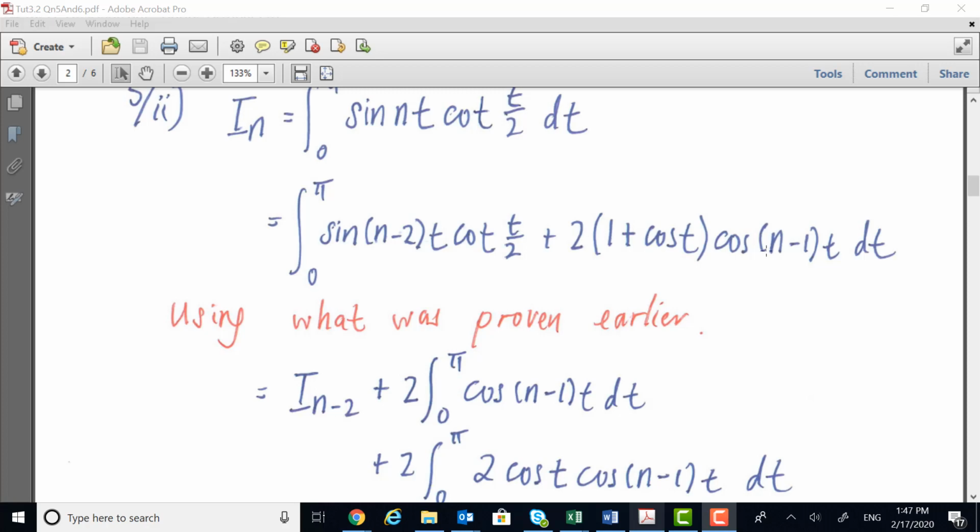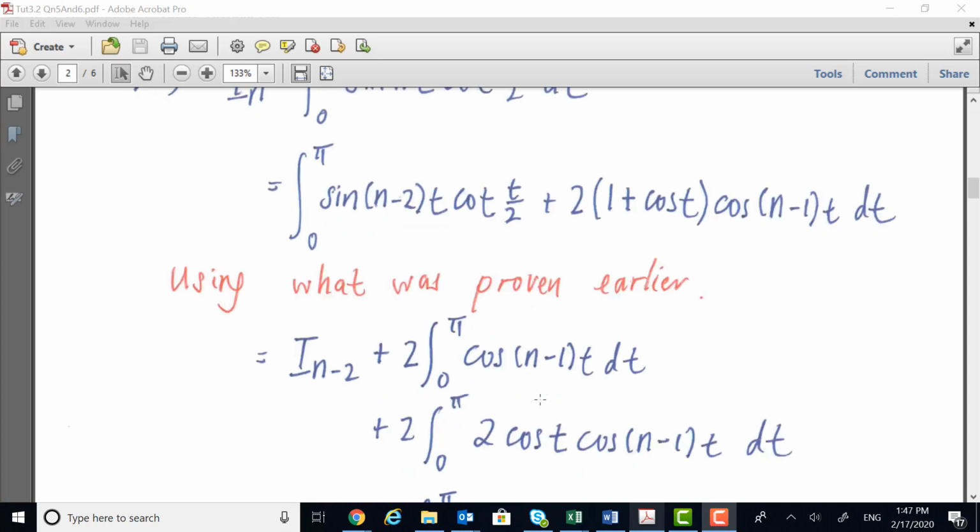And then for the remaining terms, I expanded this 1 times cos of n minus 1 t, which is here. And then cos t times this, and the 2 is actually in the second integral. Can you see? Second integral here. So now, if you look carefully, what I want is to just have this term, and the rest of them, I'm sure that it's actually 0. How do I go about showing that the rest of them is 0?